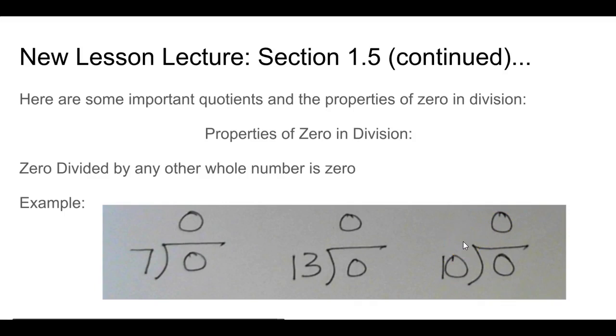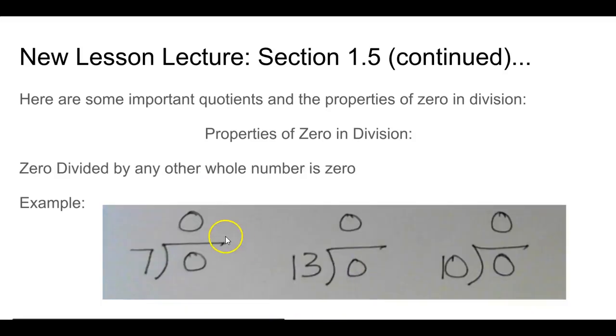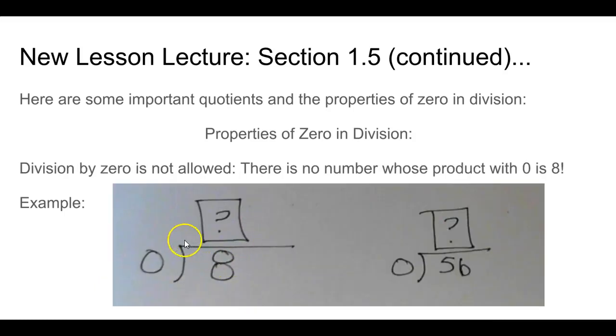So there's a last property here of 0. And let's talk about that real quick because it could get kind of confusing. You could confuse the two. Okay. So this first property is 0 divided by any other whole number is 0. But if we look here, we see that division by 0 is not allowed.